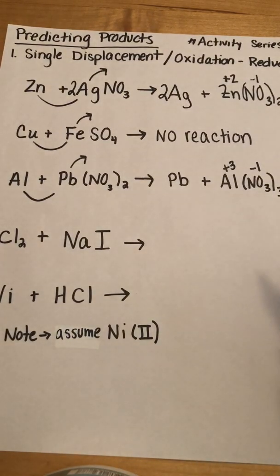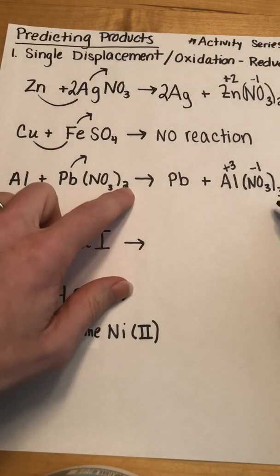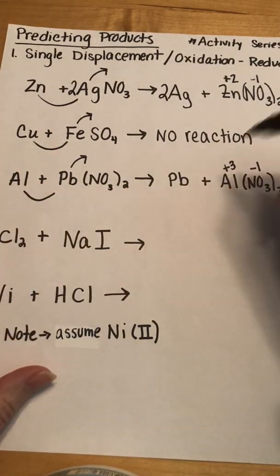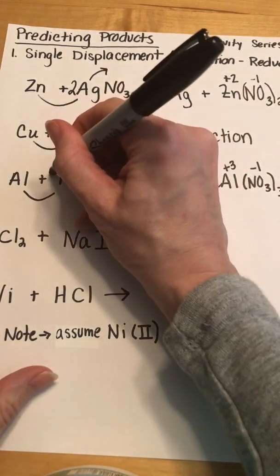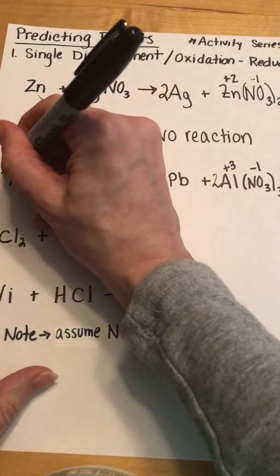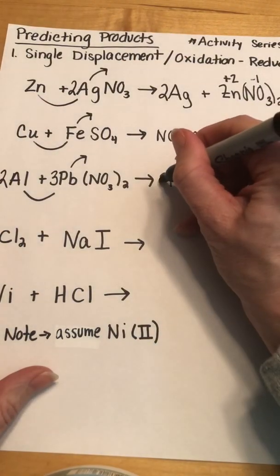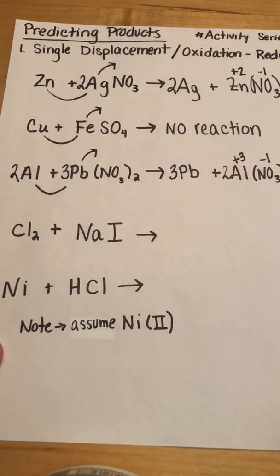So if I look through this, my nitrates, I have 2 and I have 3 over here. So I'll need a 2 here, a 3 here. Then I have 2 aluminums, and then my leads, I need a 3. And there's my coefficient, so that's done.